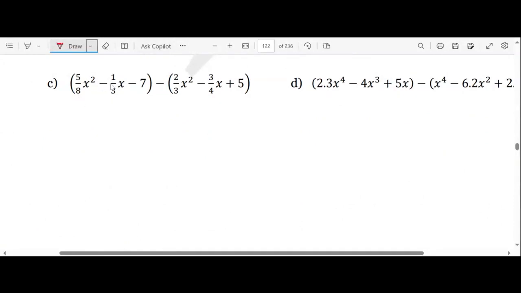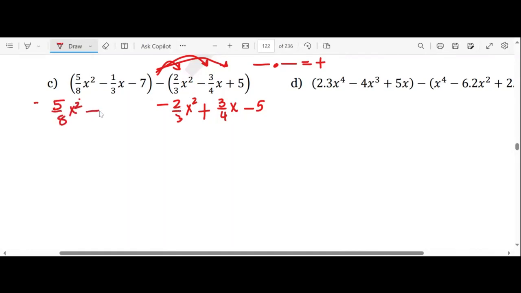So I have 5 over 8 x squared and 1 over 3 x. Let's put it in colors, all right? Let me write it again. First I have to distribute, right? How many times? 3 times. So it's going to be minus 2 over 3 x squared plus 3 over 4 x minus 5. Why? Because minus times minus, how much? Positive. That's why when you multiply here, it becomes positive. And we still have 5 over 8 x squared minus 1 over 3x minus 7.